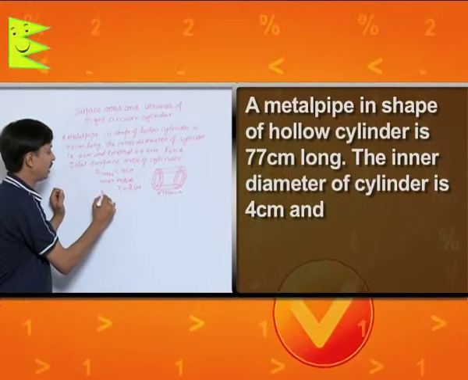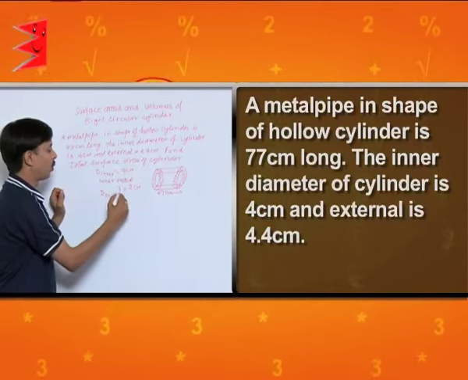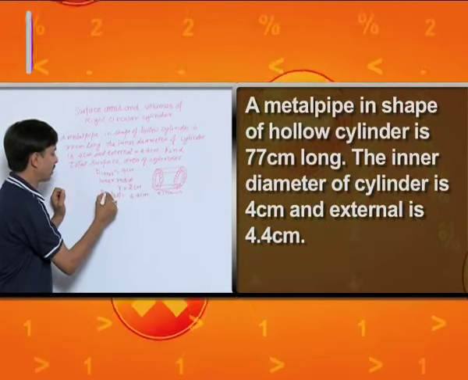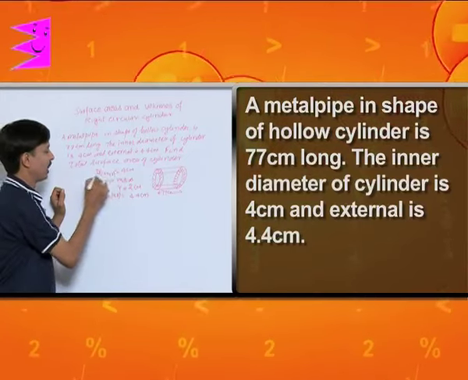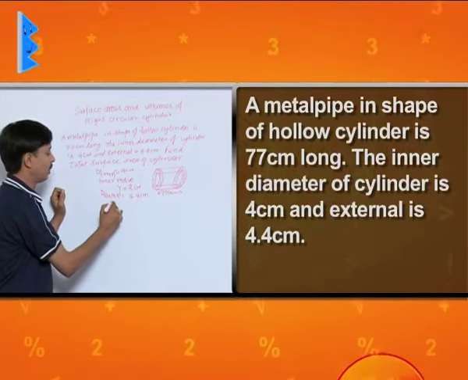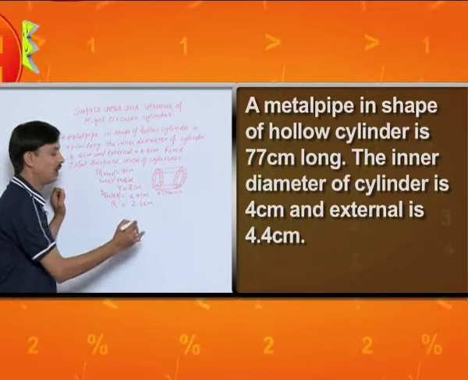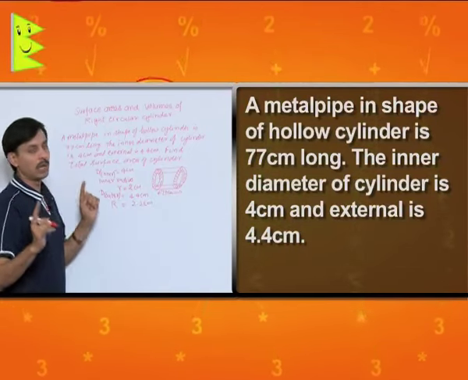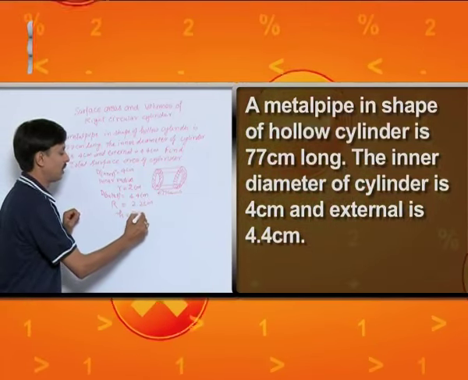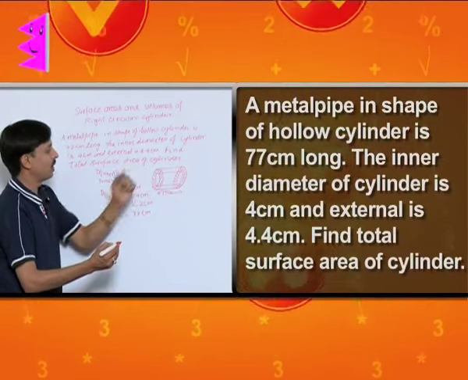Similarly, the external diameter is 4.4 centimeter. It is 4.4 centimeter outer diameter. That's why I can say the outer diameter is 4.4. So capital R is half of the diameter, 2.2 centimeter. The length of the pipe will be taken as the height. Height is 77 centimeter. What is the total surface area of the cylinder?